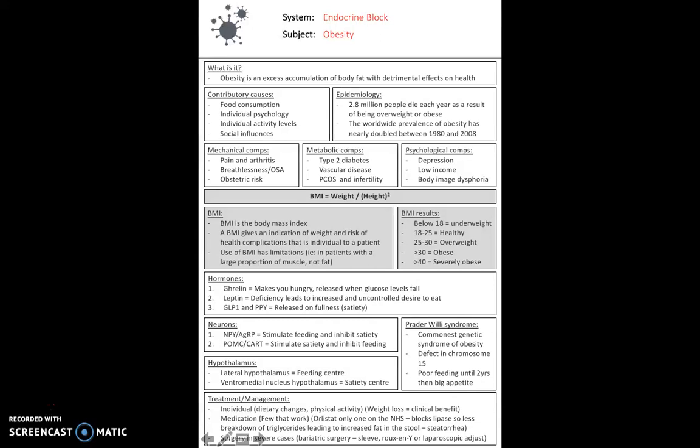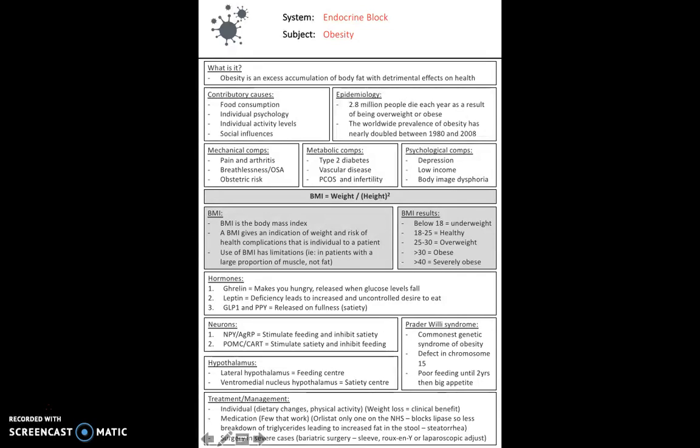In terms of neurons, you've got neuropeptide Y and AGRP, and these stimulate feeding and inhibit satiety. Or we have POMC and CART, and these stimulate satiety and inhibit feeding. So for example, a mutation in the POMC would as a result lead to uncontrolled eating as well, just like a deficiency in leptin. The hypothalamus also plays a role. For example, the lateral hypothalamus is responsible as our feeding centre, and the ventromedial nucleus of the hypothalamus is responsible as our satiety centre.